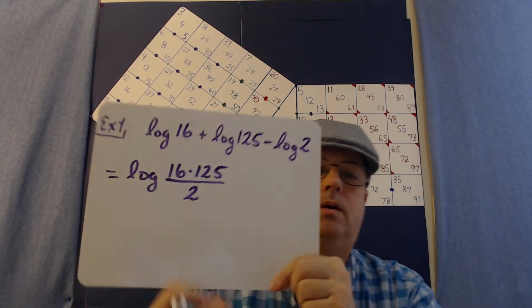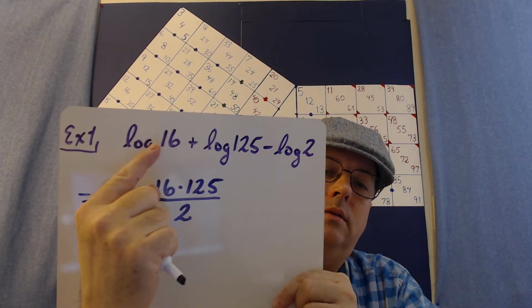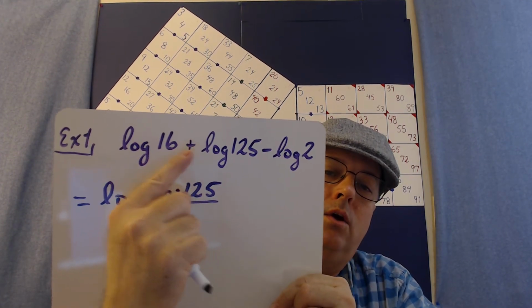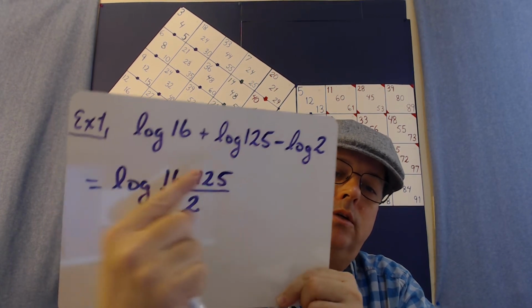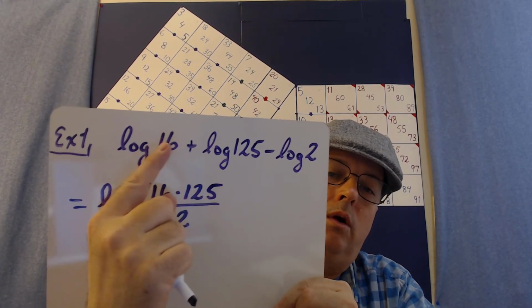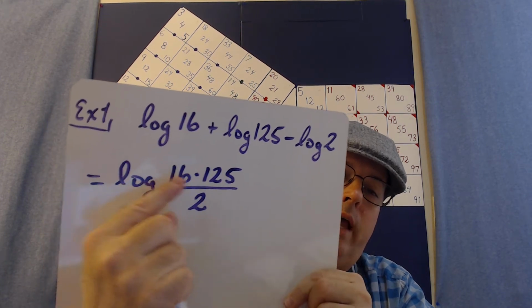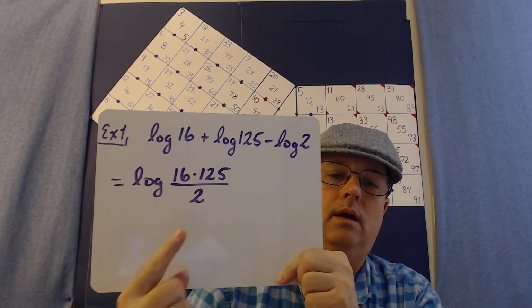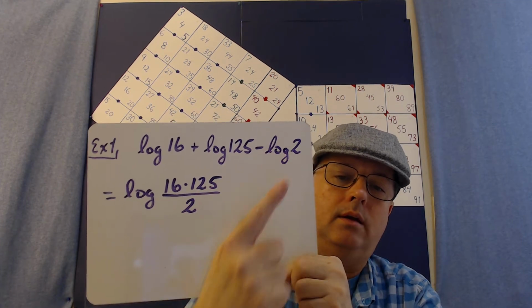All right, so then let's compress this as log of 16 times 125 divided by 2. Okay, so when we're adding, we multiply the arguments here. Okay, so log of a plus log of b is log of a times b. And then when we're subtracting, we divide. So we divide by 2.